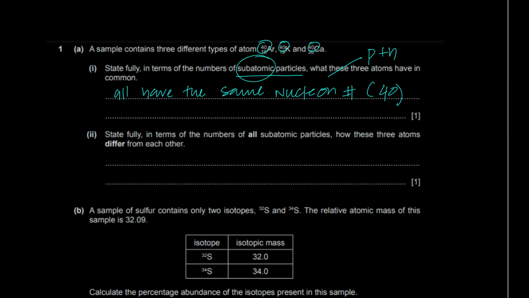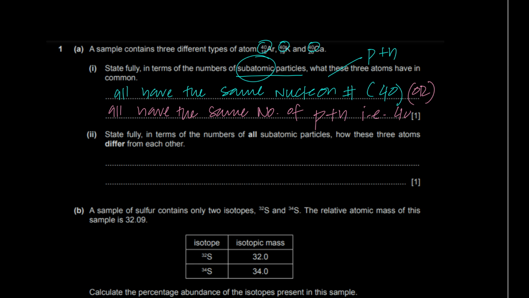If he said subatomic particles in particular, can I not say that all have the same nucleon number? You could say that all have the same number of protons plus neutrons, that is 40. You could have also said that. That's also fine. That's absolutely correct. Same number of protons plus neutrons.